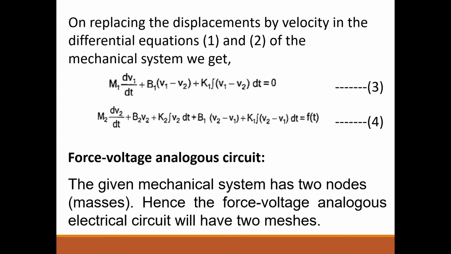Can anyone mention in the chat box how many meshes will be there? One mesh, two meshes, or three meshes? There are two masses, so how many meshes? There will be two meshes. Okay, so now whatever elements are there in equations 3 and 4, what are they? M1 is there, V1 is there, B1 is there, V2 is there, K1 is there. Write down all those elements.